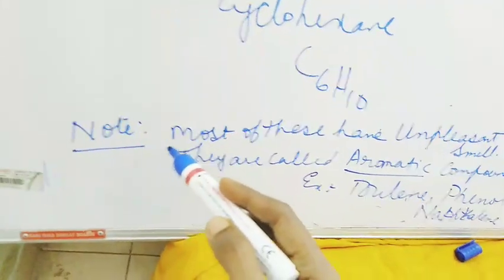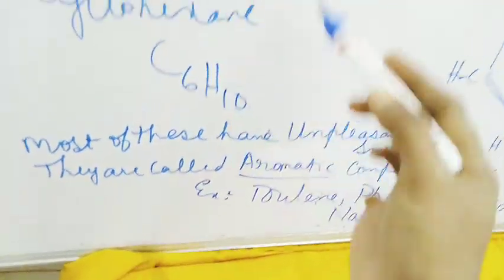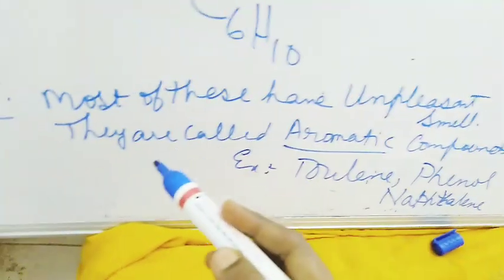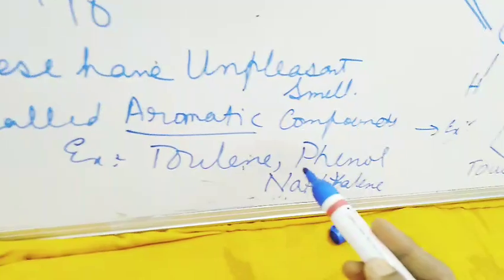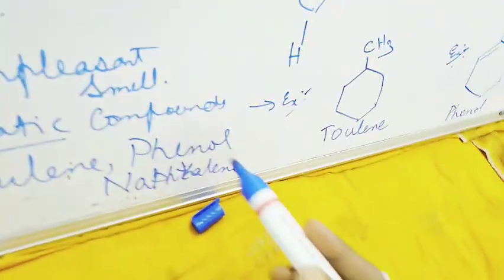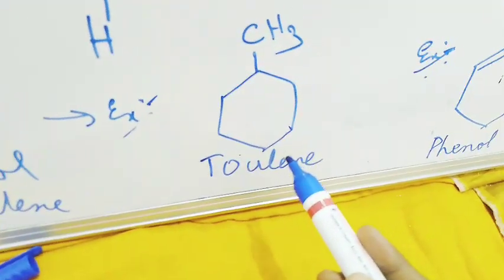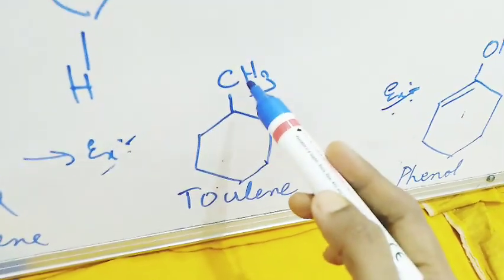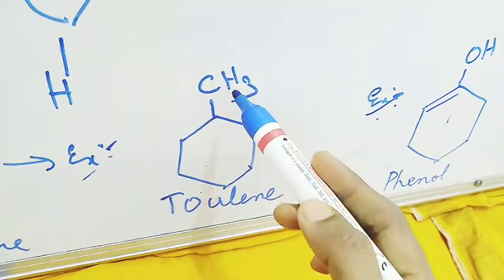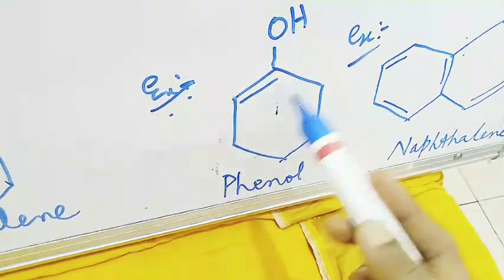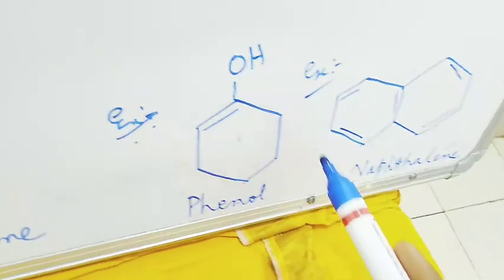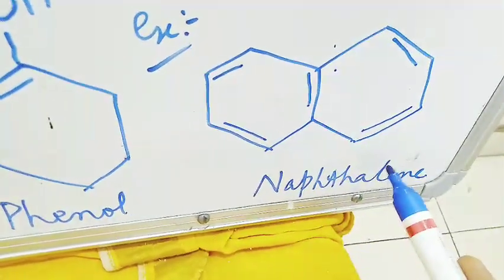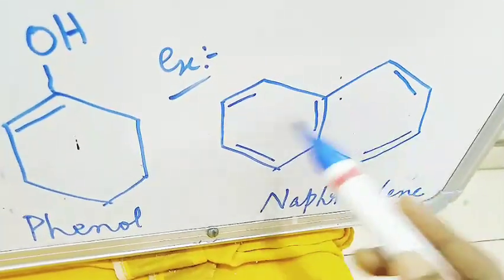The next important note is that most of these compounds, whatever compounds I have explained, have a pleasant smell. So they are called aromatic compounds. For example, you have toluene, phenol and naphthalene. What is the structure of toluene? See here. It is like a hexagon only and you have a methyl group, CH3, above. One more is phenol: a hexagon only, with a hydroxyl group above. And this is naphthalene, a double hexagon structure.